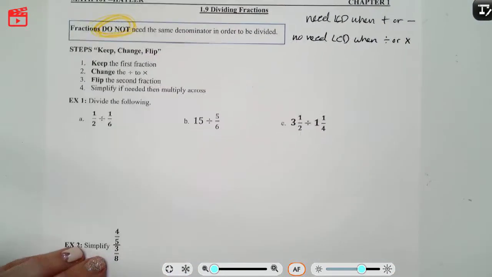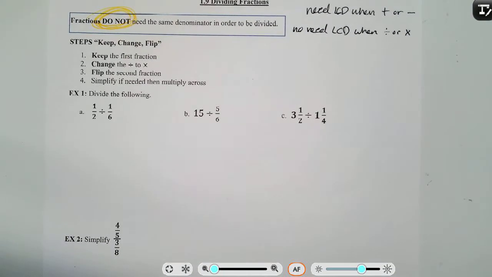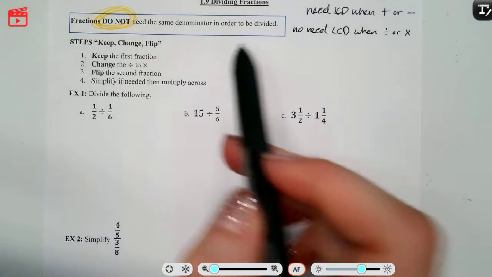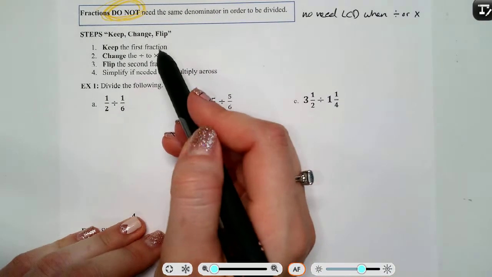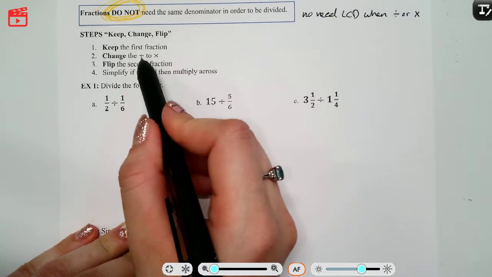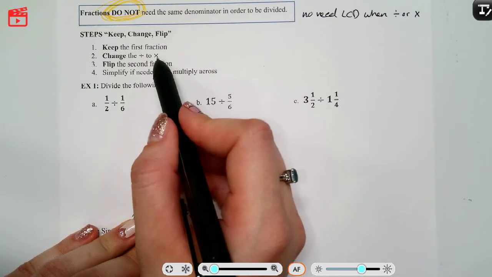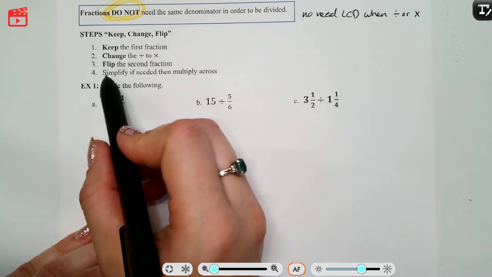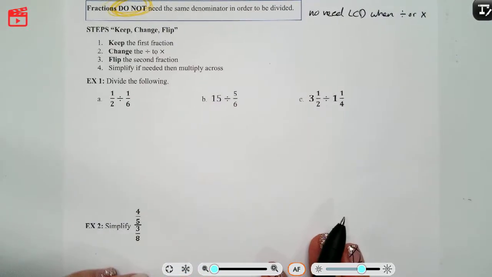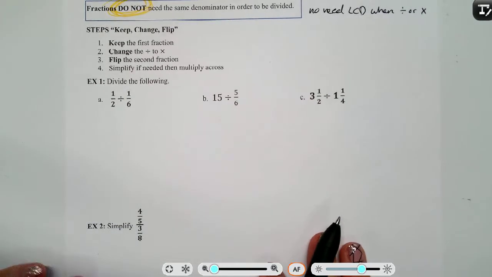Nice to know. All right, so for fractions, a shorthand way of saying it is called keep, change, flip. So the steps: keep the first fraction, change the division sign to multiplication, flip the second fraction, multiply across, and simplify if needed. All right, let's go ahead and do this.